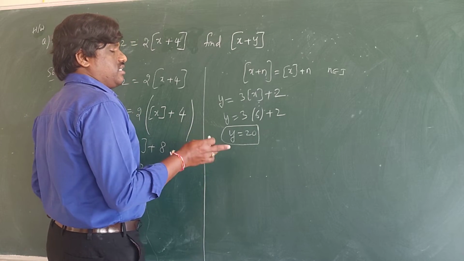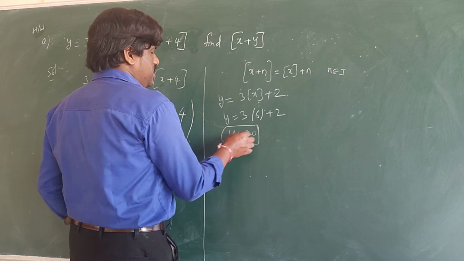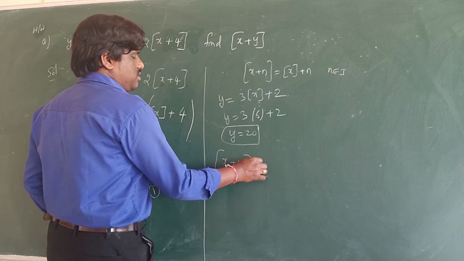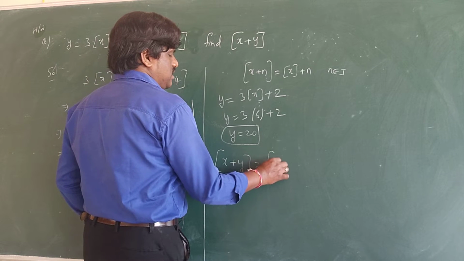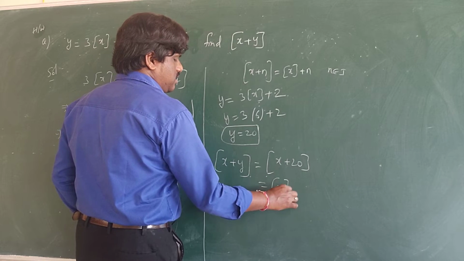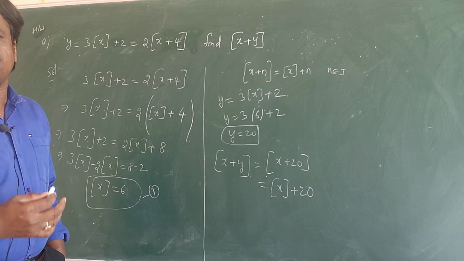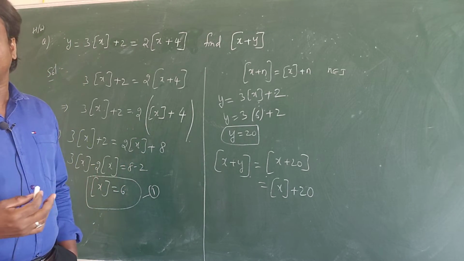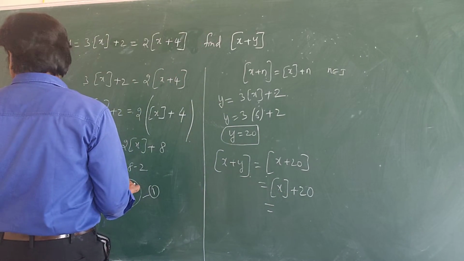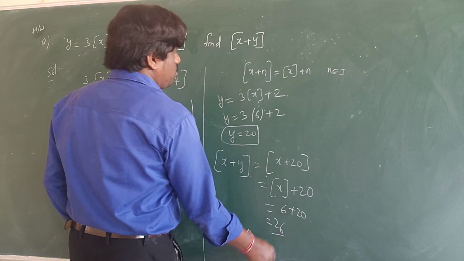See, numerical value and integer, there is a difference. Numerical value can be a real number. So it is an integer. So what you have to find? Greatest integer x plus y you have to find. This is equal to, what can I write here? Greatest integer x plus 20 I can write, because just now I said if it is an integer, integer can come out, because greatest integer of an integer is the integer itself. Now here greatest integer x is 6. 6 plus 20, answer is how much? 26. This is the homework question.